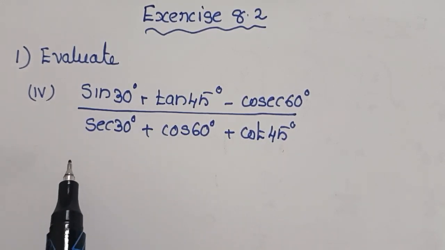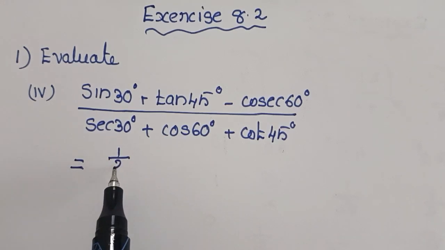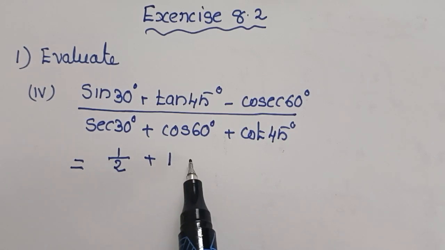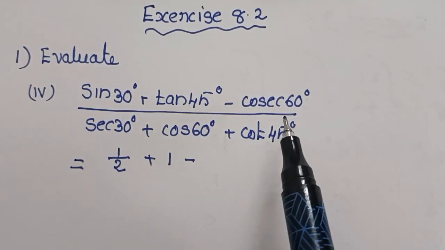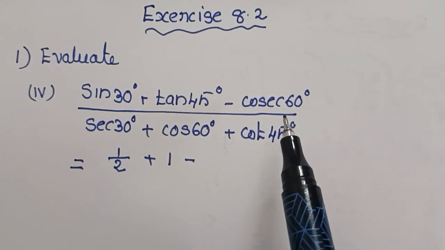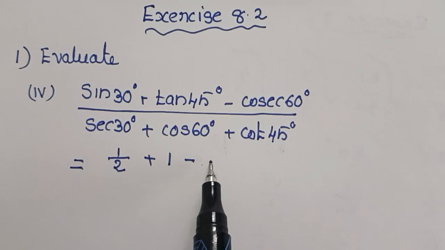Now substituting the values, we get sin 30 equal to 1 by 2, plus tan 45 equal to 1, minus cosec 60. Cosec is the reciprocal of sine. So sin 60 is root 3 by 2. Therefore cosec 60 equal to 2 by root 3.